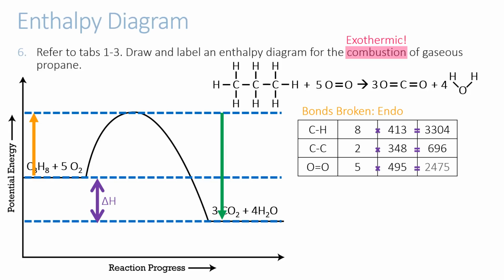So this can be all totaled up, and that gives me 6,475 kilojoules. I'm going to stick a positive sign on that because we're breaking these bonds, which is endothermic.